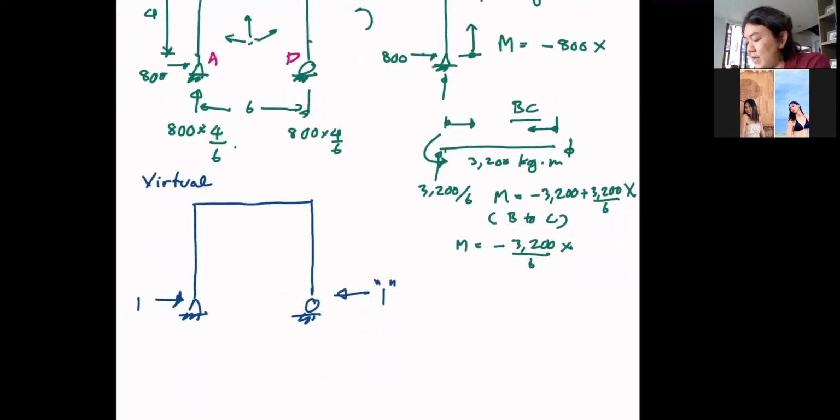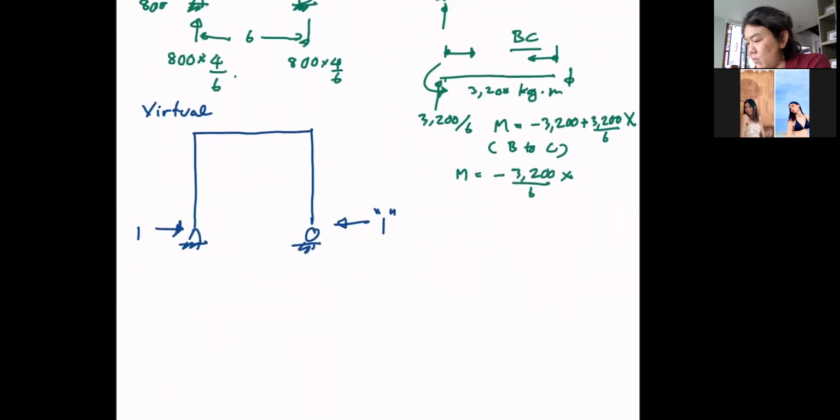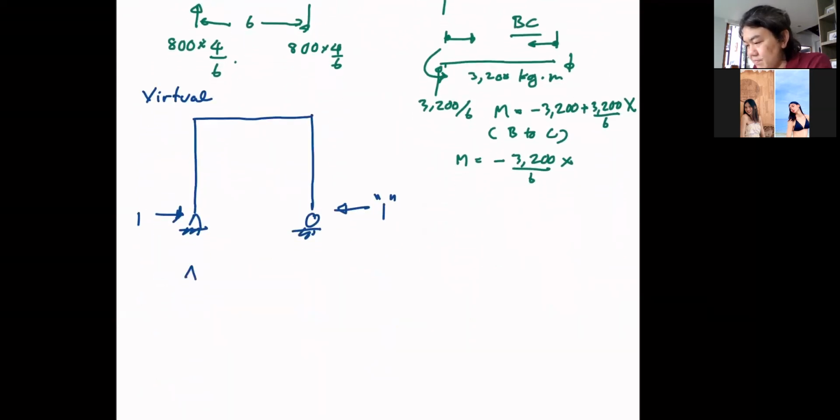Okay, so let me go into member AB. That's my AB. That's one. So that means I have another one there, and because they do not coincide, I have the moment of one multiplied by the length. So that's 4 kilogram meter. Okay, and my moment equation will be small m equal to minus x.